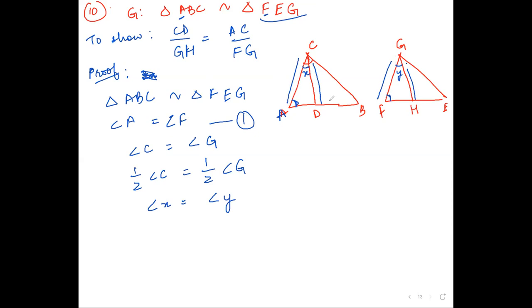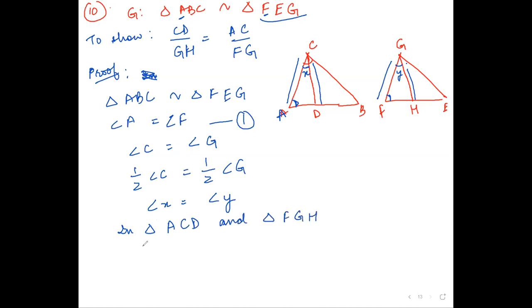And then angle X and angle Y is coming out to be equal. So ultimately, these two triangles are similar by AA criteria. Yes, ma'am. Okay, so now name them. So in triangle ACD and triangle FGH.